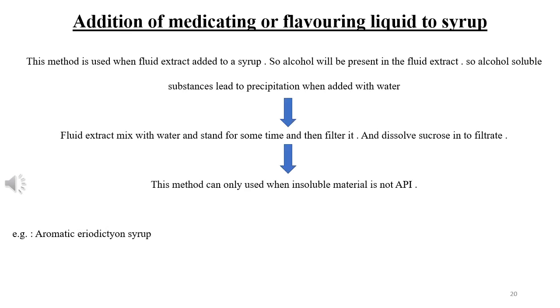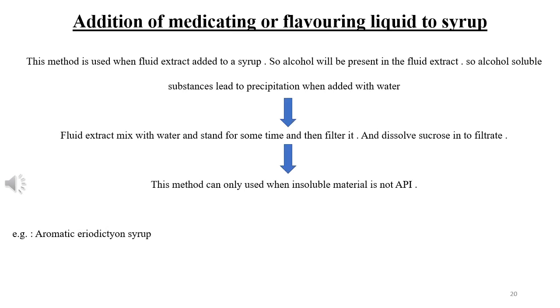So after formulation, if we add water to this alcohol, the substance which is soluble in the alcohol will precipitate, meaning it forms a precipitate. This is a big problem with that procedure. So we follow the second point, where the fluid extract is mixed with water and left to stand for some time, then filtered. If any substance precipitates, we can easily remove it by filtration.